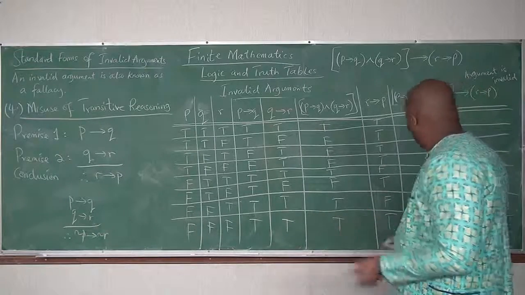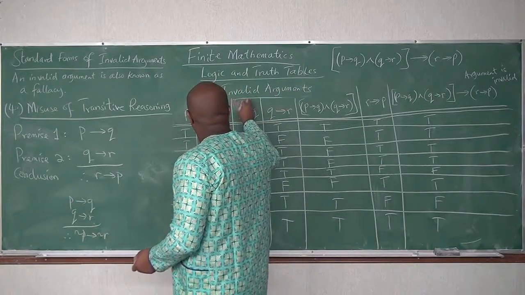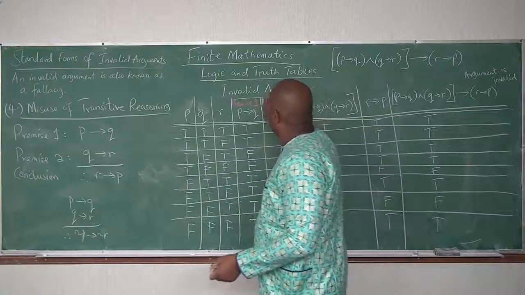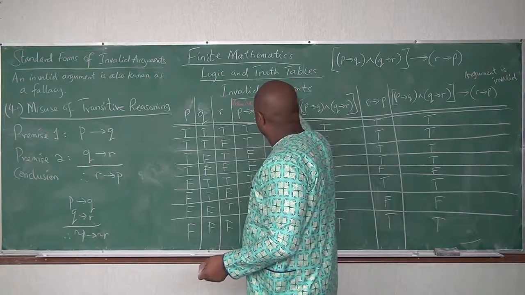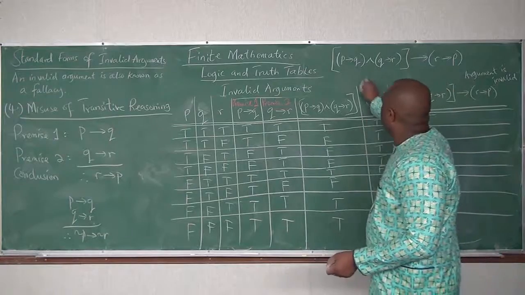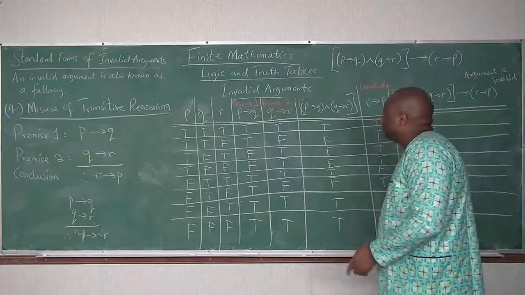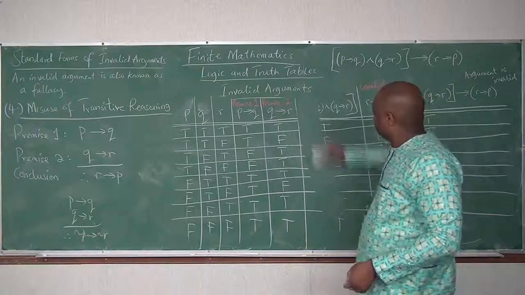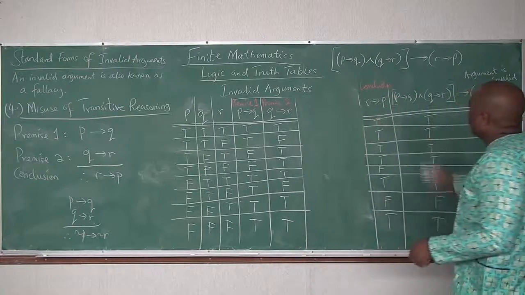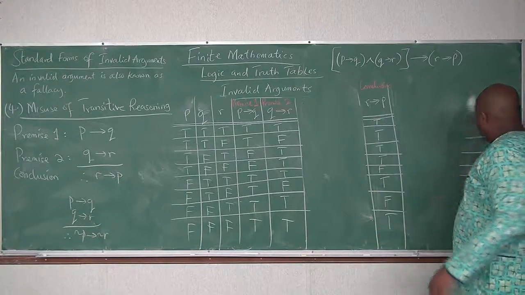So, let me write my premises. I have this as premise 1. I have this as premise 2. Okay? And then R implies P is my conclusion. Okay, let me just erase what I don't need. I don't need this. I erase it. And I don't need this. I erase it.